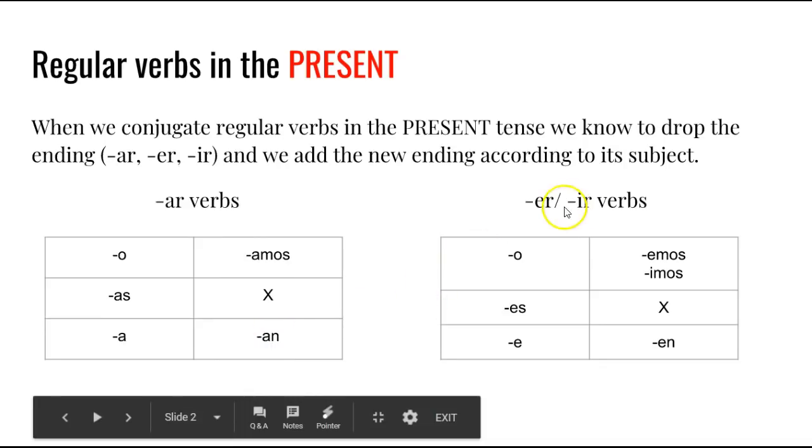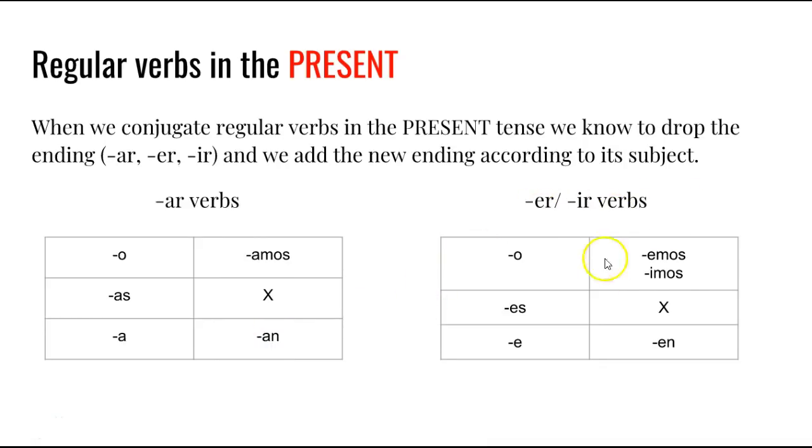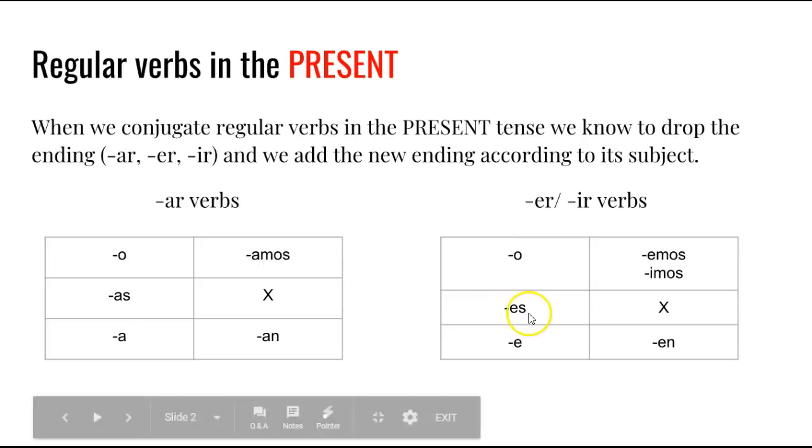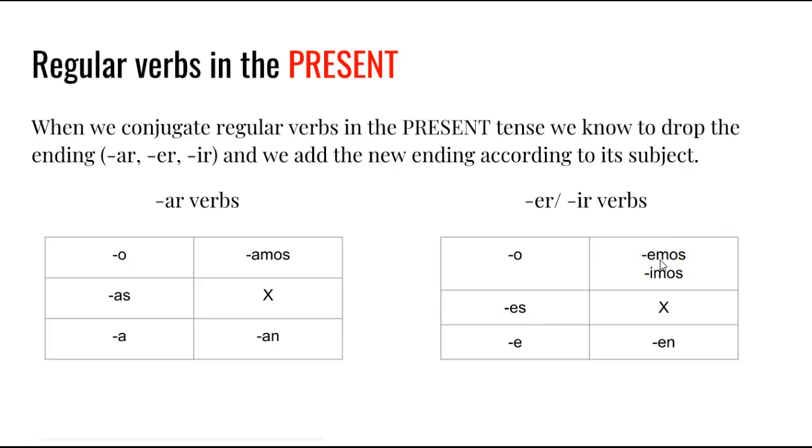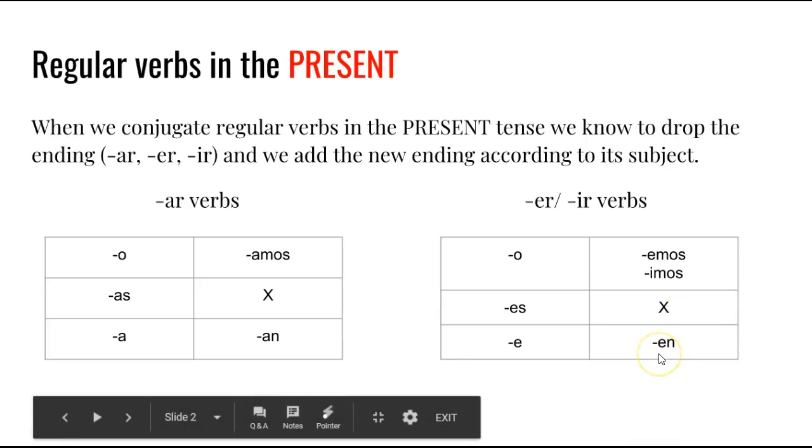Same pattern follows for ER and IR verbs. The only exception is that in the nosotros form it's different. So in the yo form you would add an O, tú, es, él, ella, usted, e. For nosotros, if it's an ER verb you would add emos, and if it's an IR verb you would add imos. Lastly, you have en for the ellos, ellas, y ustedes.